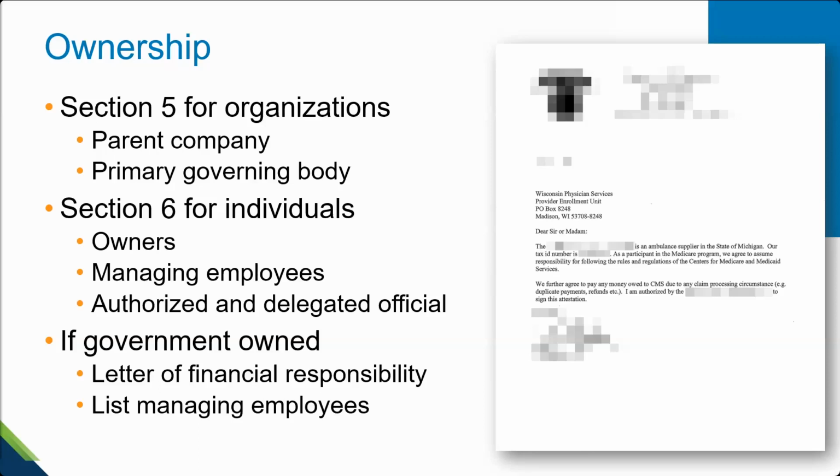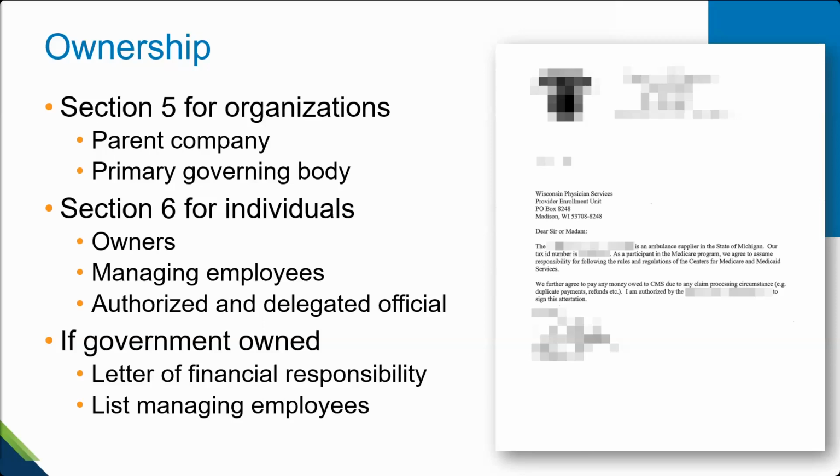For government-owned, we are looking for the managing employees and whomever that authorized or delegated official or officials are going to be. It could be the same people, it could be a couple of people, but we're really just looking for that managing employee information and the authorized and delegated official. Again, that primary governing body is reported in Section 5 and will need to provide us with some documentation.